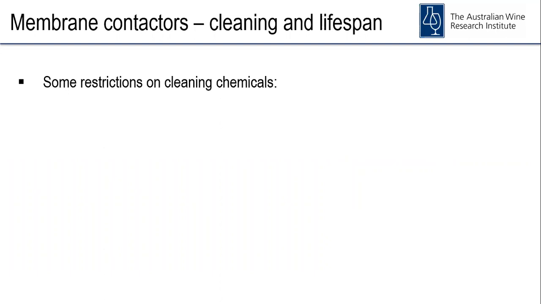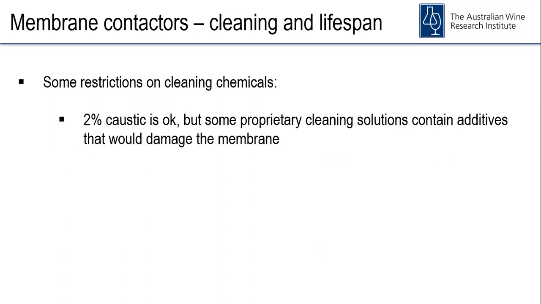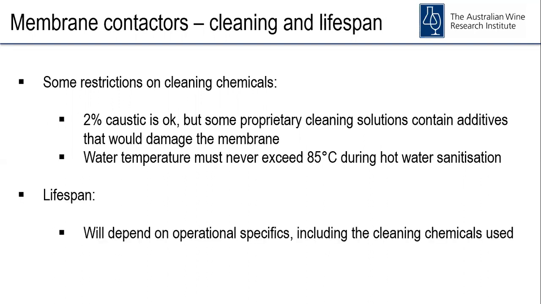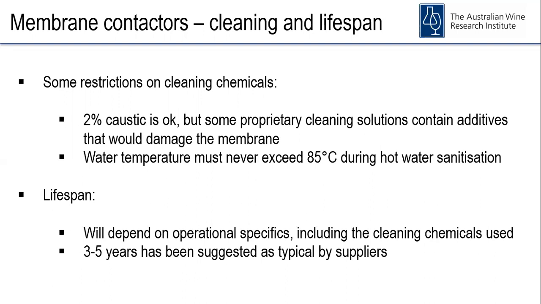Membrane contactors, I'll go into some specific costs soon, but they're expensive, so you want to take good care of them. There are some restrictions on cleaning chemicals. You can use caustic solutions, but some proprietary cleaning solutions used in wineries do contain additives that might damage them. So you need to make sure that you're using the right cleaning chemicals and work through that with whoever's supplying your system. You also need to make sure that the water temperature is not too high, as you can damage the membrane. Ultimately, the membrane life is going to depend on how you use it, but 3 to 5 years has been suggested as typical by some suppliers.